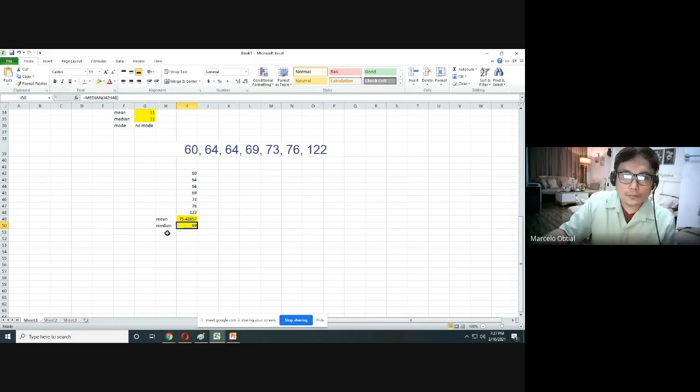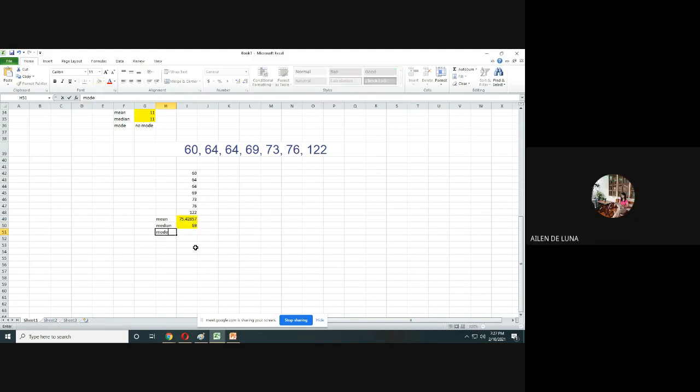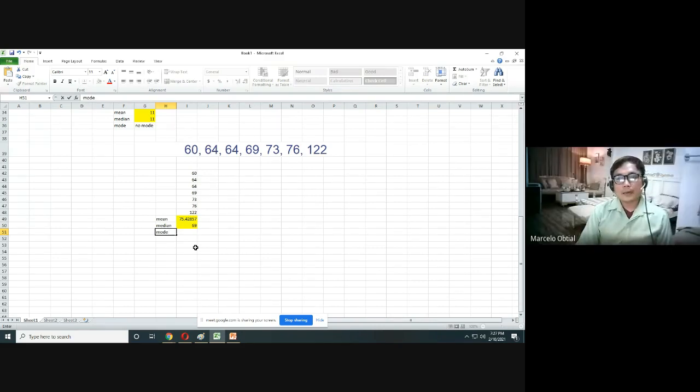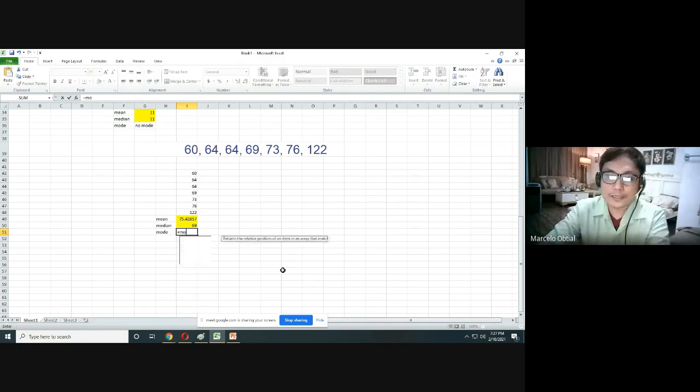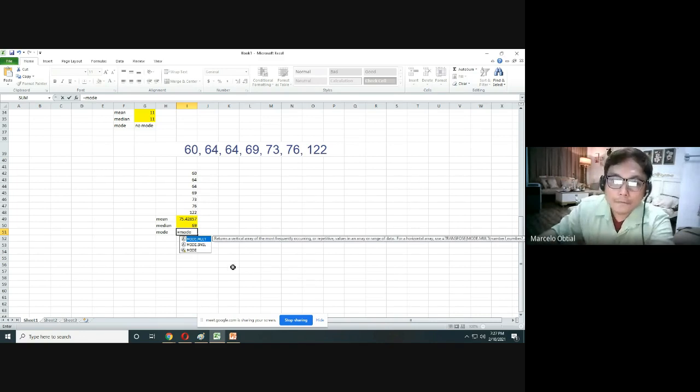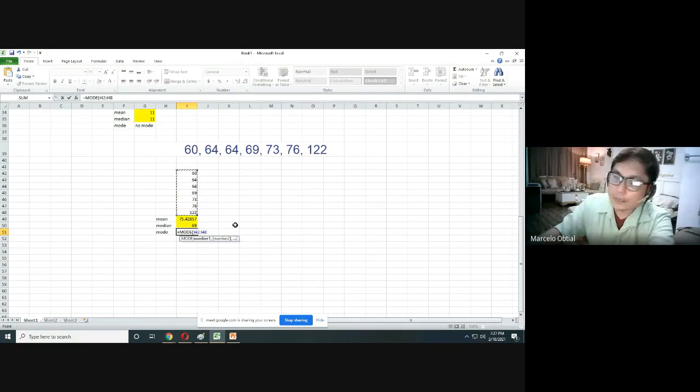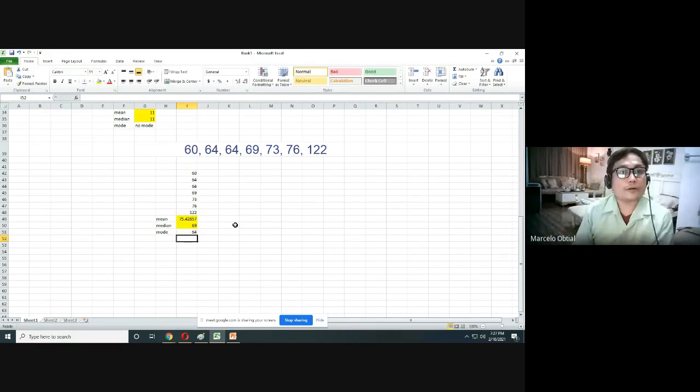How about the mode? 64, because 64 appears the most often in the series of data. Excel actually has a formula for it, but sometimes it gives only one value. I advise you to do it manually. For example, type mode here, then highlight, and Excel should answer 64. So the answer is 64. I think we're done with the measures of central tendency. I hope everyone can now recall how to solve them.